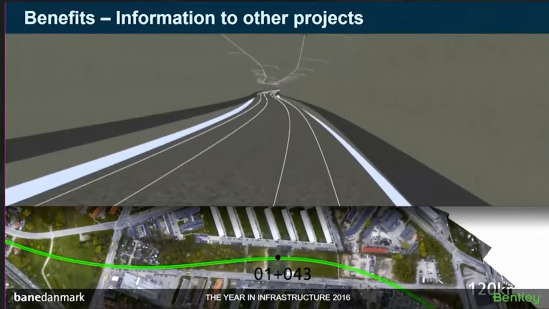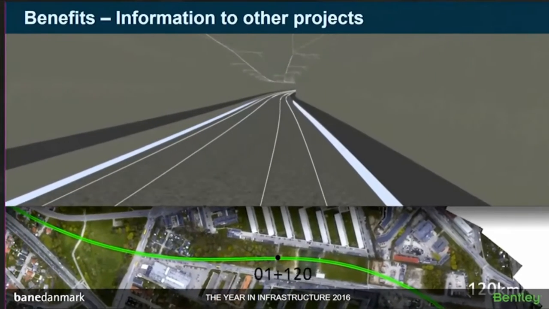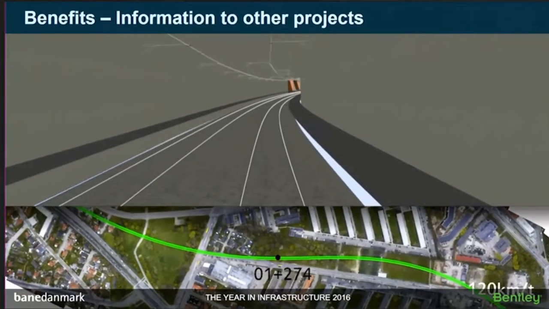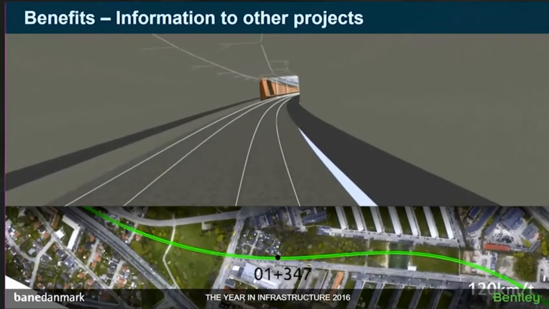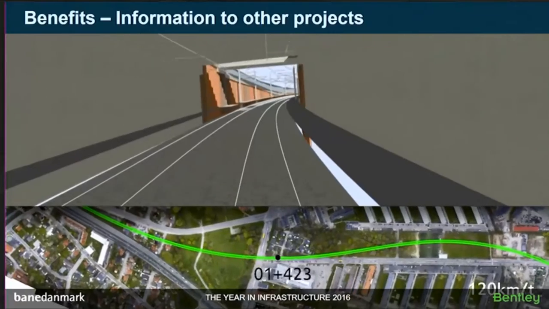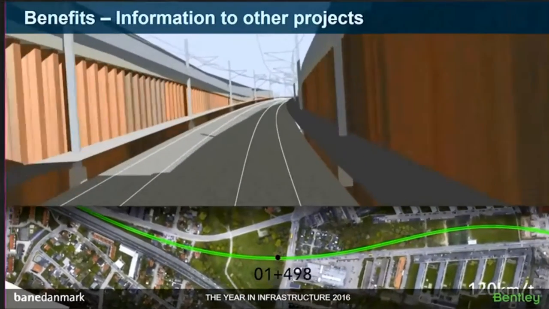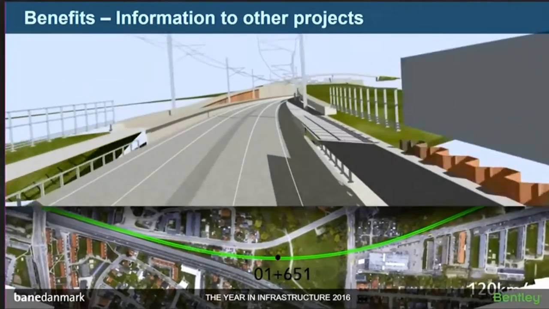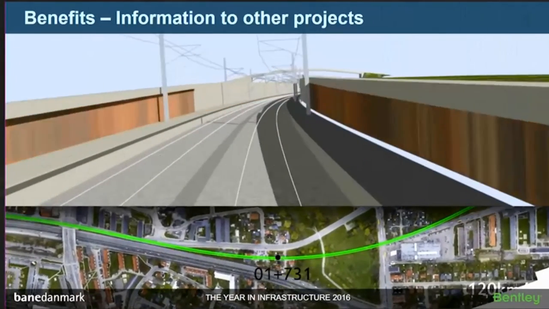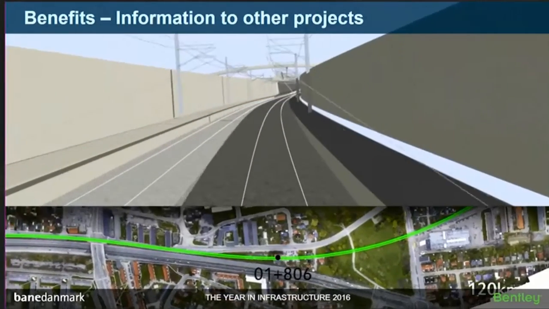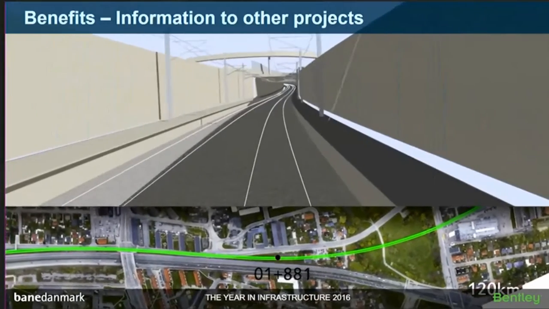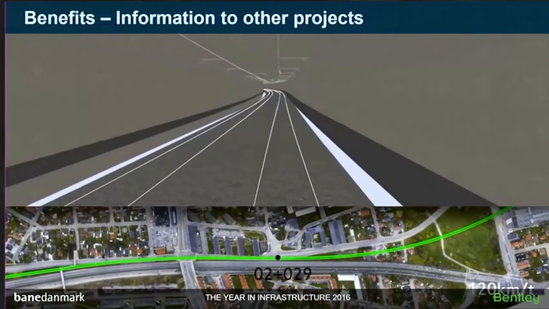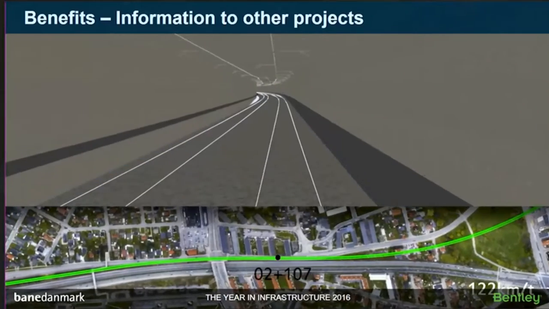Another thing we used the models for was interface coordination with other contracts. In this case, our electrification and signaling contract, to give them an idea about what we are going to build. We made these animations. In the below part of this animation, you can see the position of the train and the speed at this position. And above, you can see the visualization from the driver's eye.